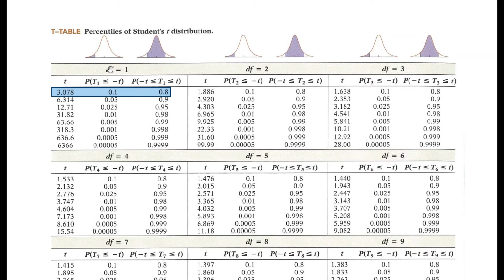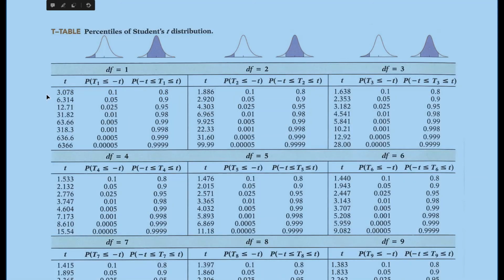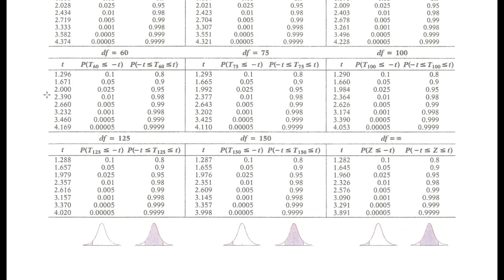So if you have 1 degree of freedom and your t value is 3.078, then you know that by random chance you're going to get 20% of the cases more extreme values than this 3.078. Okay? So, what if we have more than 1 degree of freedom?